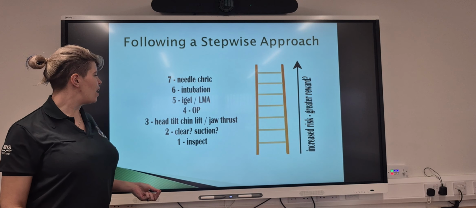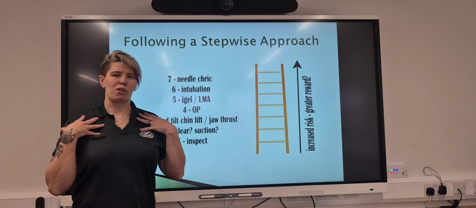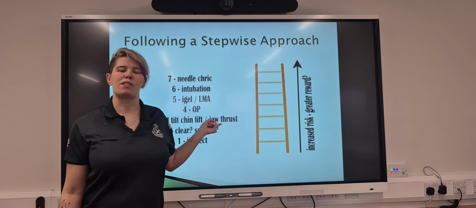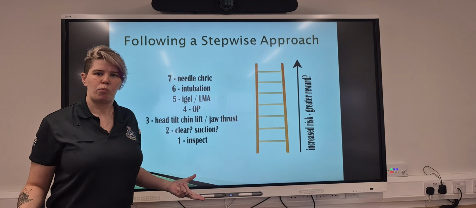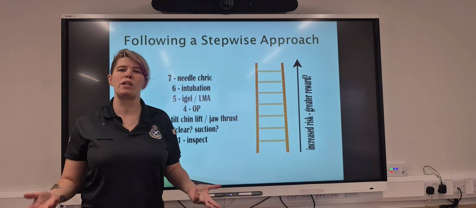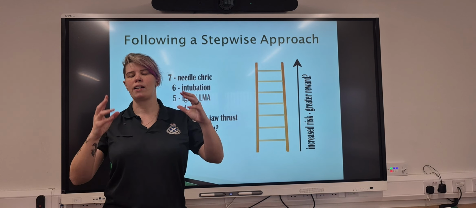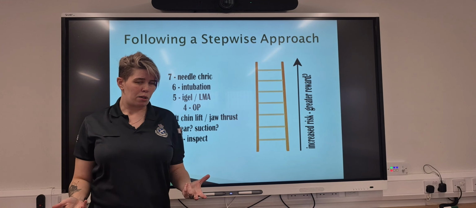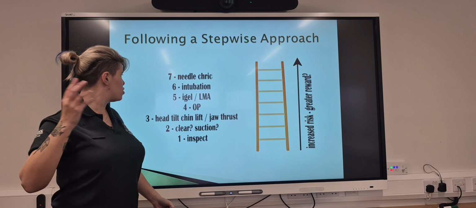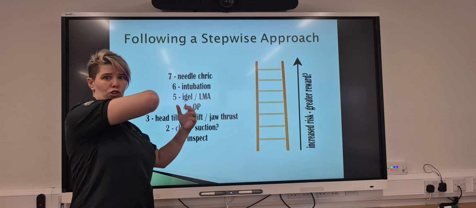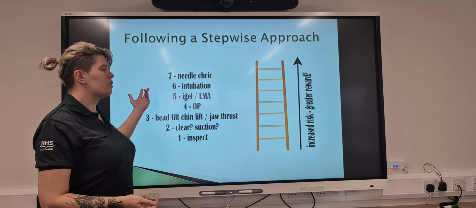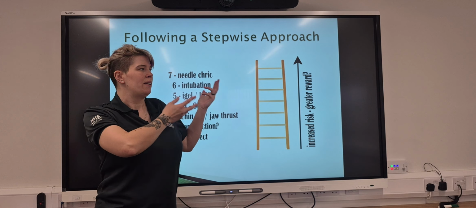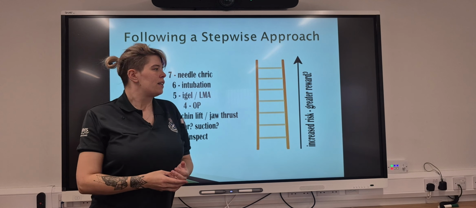You will tend to find that even us as paramedics, we'll be more than happy with just using an OP. If it's effective and it works, why go up the ladder if there's no reason to? You always have to justify why you go up the ladder. There are certain circumstances where we can justify going straight to intubation or even straight to needle cric. Is needle cric the most effective airway management technique? No, but it's the last-ditch option.